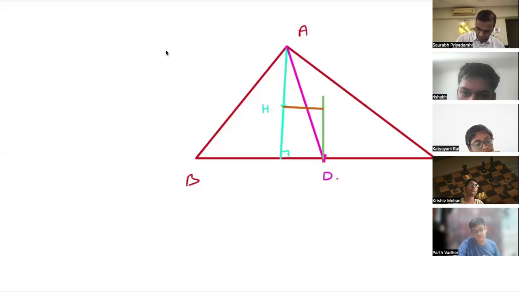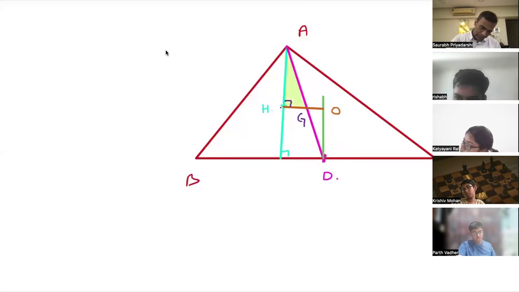O, and this is G. This divides in the ratio 2:1. How is this going to be, right? See, I'll start with this. The triangle AHG, and the second triangle ODG. Can you see this?